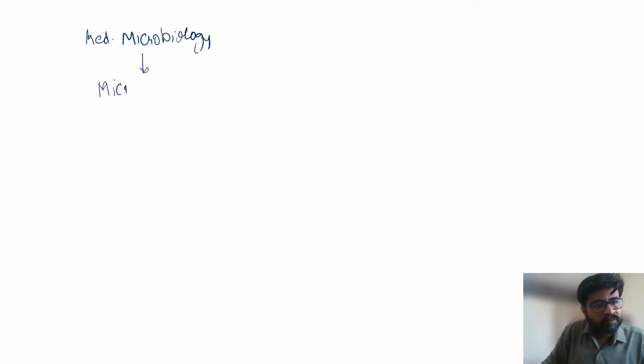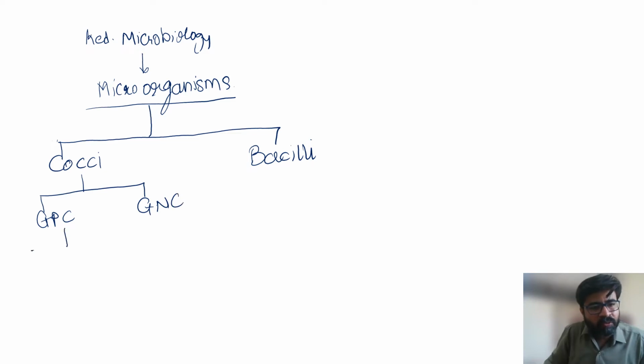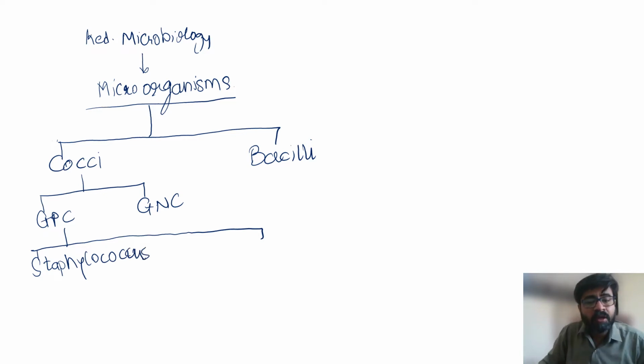Okay, so let us see what was in the classical medical microbiology approach, where the microorganisms were being taught in detail. Whether they are cocci or bacilli, then again further divided into the characteristic gram positive cocci or gram negative cocci. In gram positive cocci we have staphylococcus. The image in the previous slide was of staphylococcus, gram positive cocci, and the second most important is streptococci.